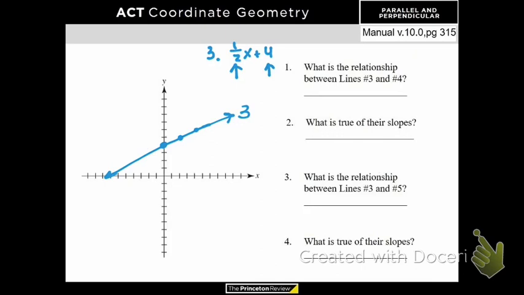Line 4 was 1/2 x minus 6, so I'm going to start down here at negative 6. Slope is the same, so up 1, right 2. And then that's 4. Last one, 5, was negative 2x plus 2. Starting up here at 2, my slope is negative 2, which means I need to go down 2 and right 1.